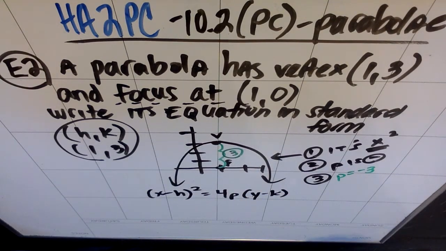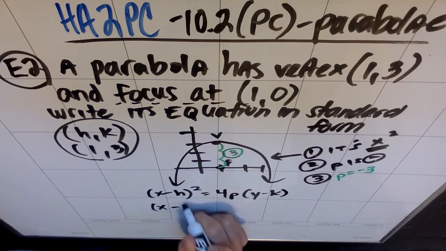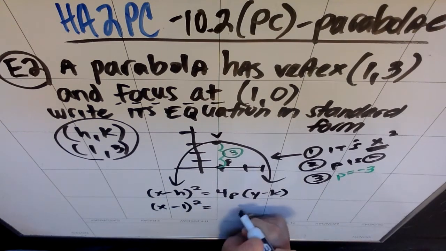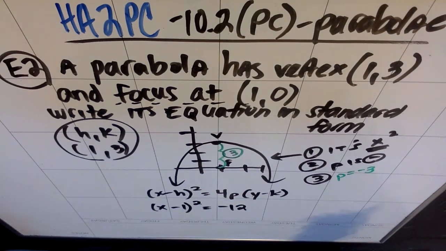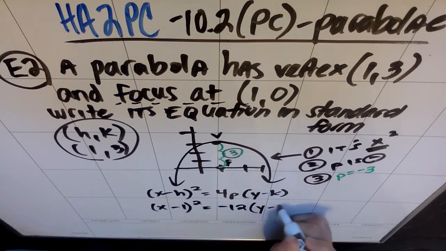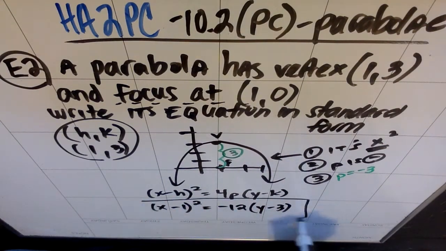So now I just need to plug in my numbers. So I'm going to get (x minus 1) squared equals 4 times p, which is going to be -3, right? Because that's 4 times -3 times (y minus 3). So (x minus 1) squared equals -12(y minus 3). And there is my equation in standard form.